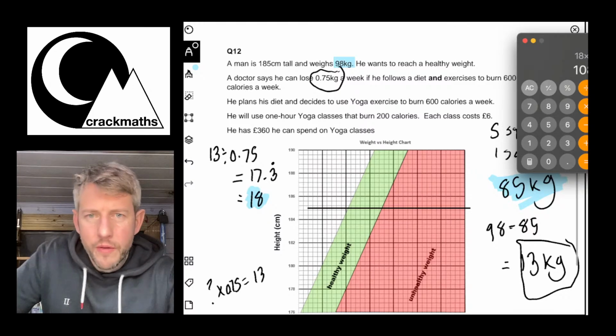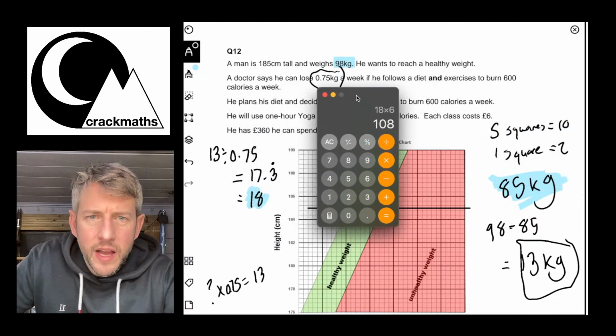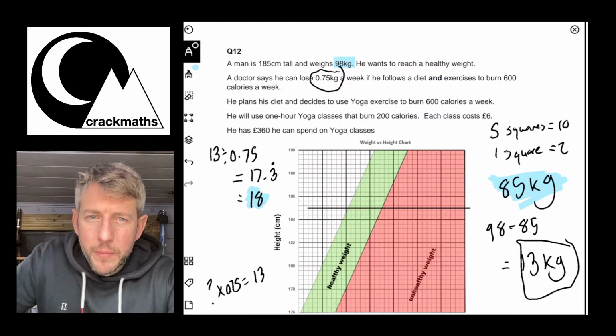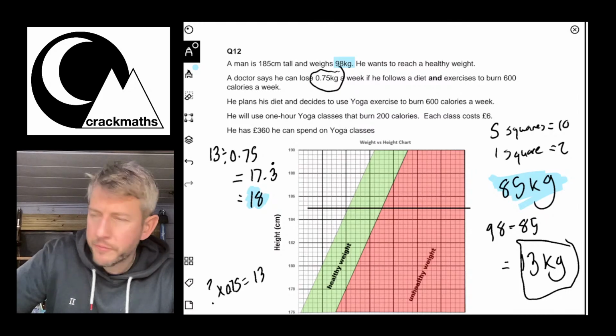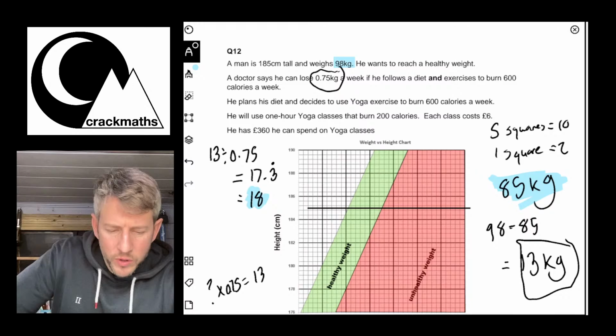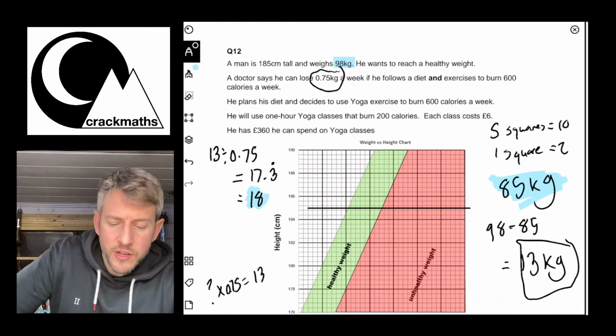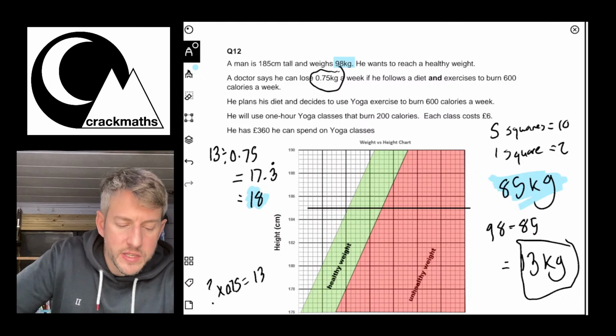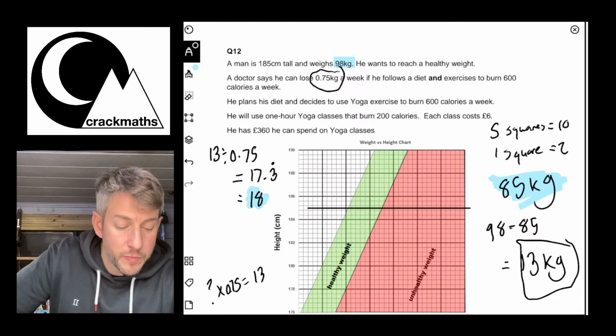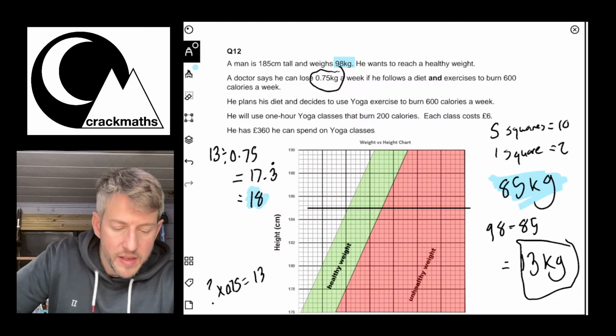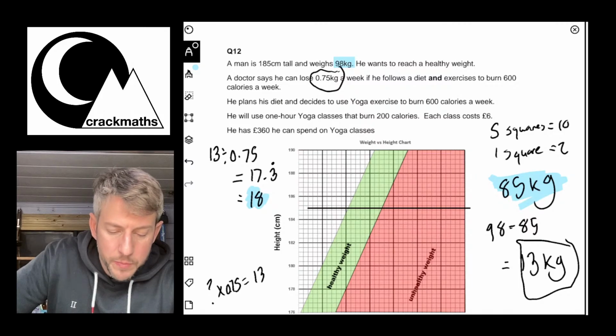Right, I just need to go over this question. According to what I've done, he's got plenty of money, but usually these questions are all on the cusp. Okay, so let's have a look once more. A man is 185 centimeters tall and weighs this. He wants to reach a healthy weight. A doctor says he can lose 0.75 kilograms a week if he follows a diet and exercises to burn 600 calories a week. He plans to diet and use yoga to burn 600 calories per week.